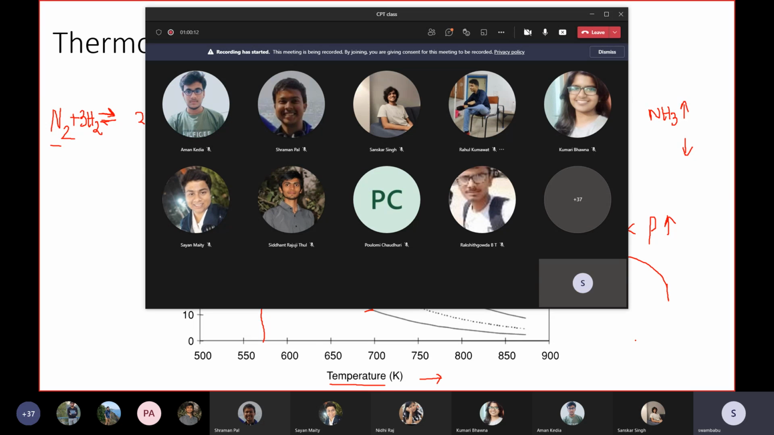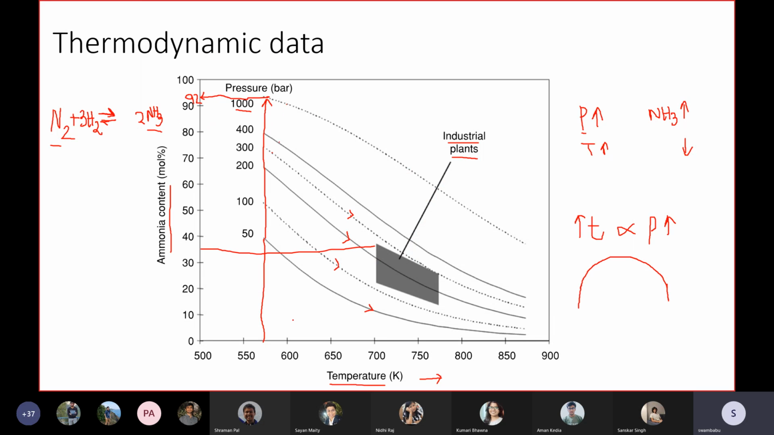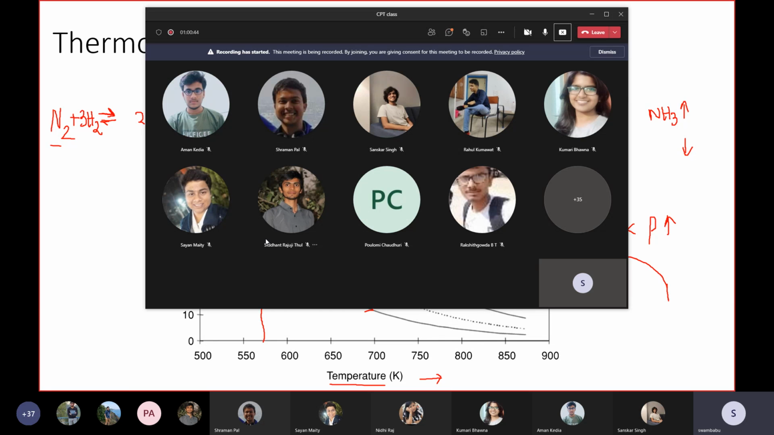So I think it's already 10:59, so we'll stop here and continue in the next class. I'll explain why we are operating at high temperature and low temperature in the next class. That comes from the kinetics information: reaction rates are high at high temperature and low at low temperature. With more details, I will explain in the next class.